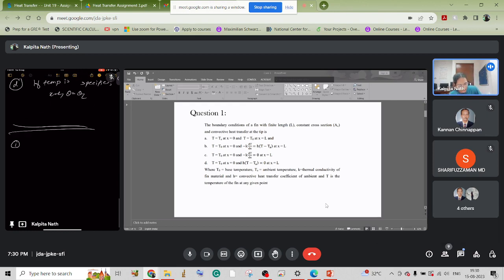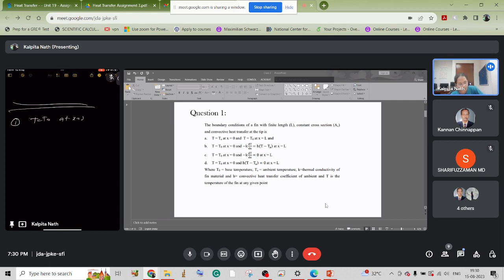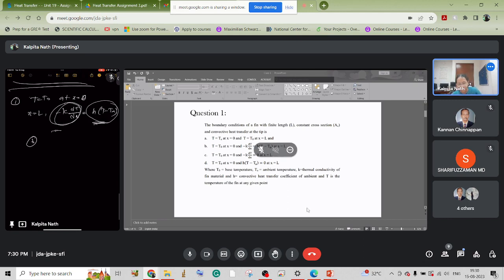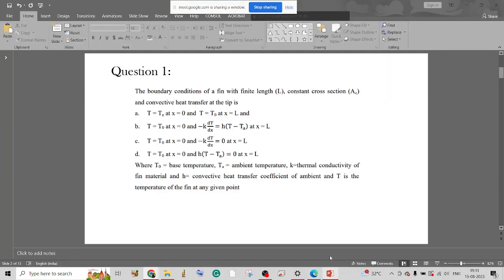So let us proceed. Boundary conditions will be: T is equal to T naught at x equal to 0, and at x equal to L, minus k dT/dx is equal to h (T minus T ambient). Here conduction at the tip of the fin is equal to convection, for any finite fin. This condition is valid. So the answer will be option B. Now let us proceed to the second question.